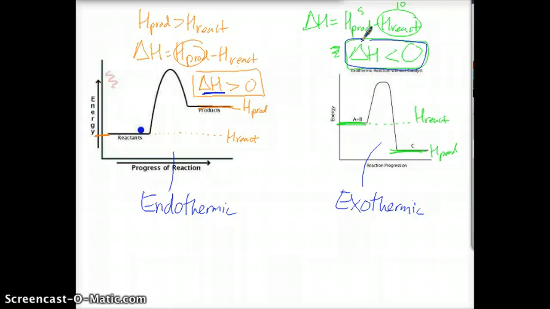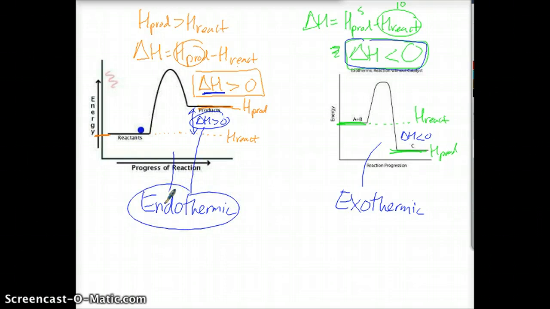So what we need to be able to do is, if you see diagrams like this, you need to recognize that this is delta H greater than 0, which is endothermic. Here, delta H is less than 0, which is exothermic. This relationship just needs to be memorized right away. If it's an endothermic process, is delta H greater or less than 0? If it's exothermic, is delta H greater than or less than 0? That needs to be memorized as quickly as possible.